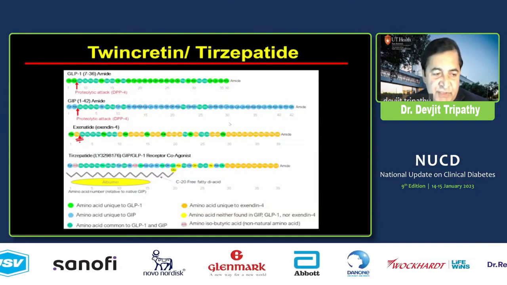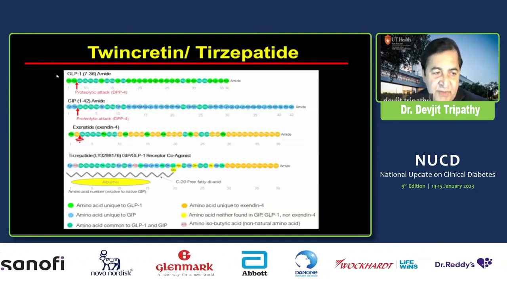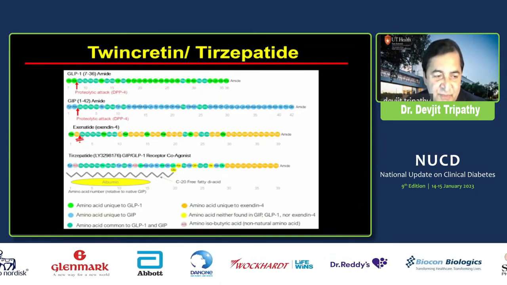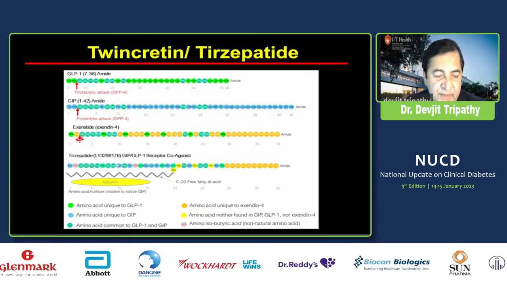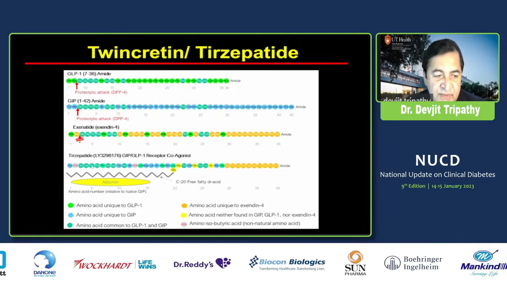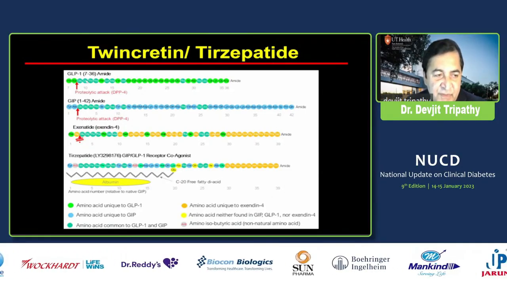In the structure of tirzepatide, the top one is GLP-1, then the GIP, then this is exenatide, the first GLP-1 agonist approved for use in humans. And this is tirzepatide. You can see those in light blue. These are the amino acids shared from GLP and GIP.